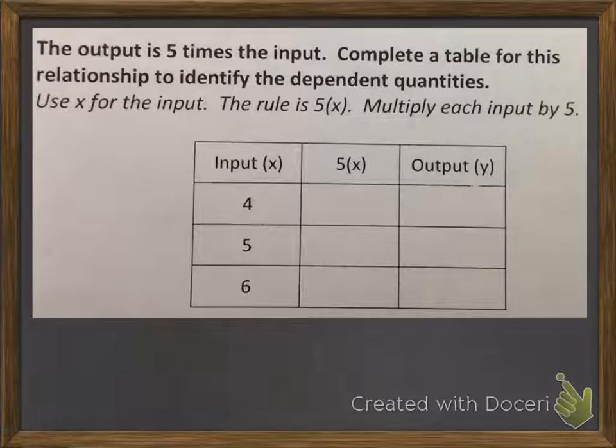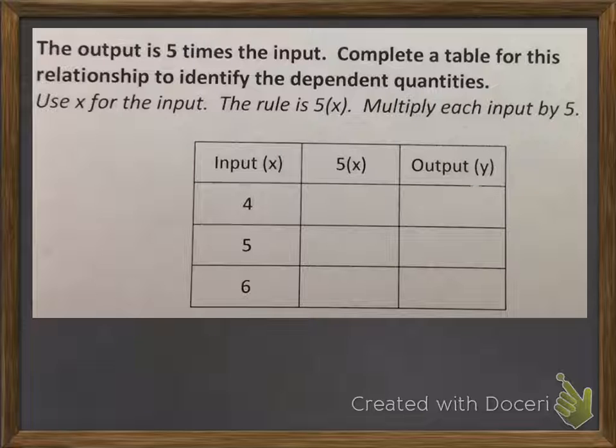In this table, the output is 5 times the input. We will complete the table for this relationship to identify the dependent quantities. We will use x for the input. The rule is 5 times x. Multiply each input by 5.